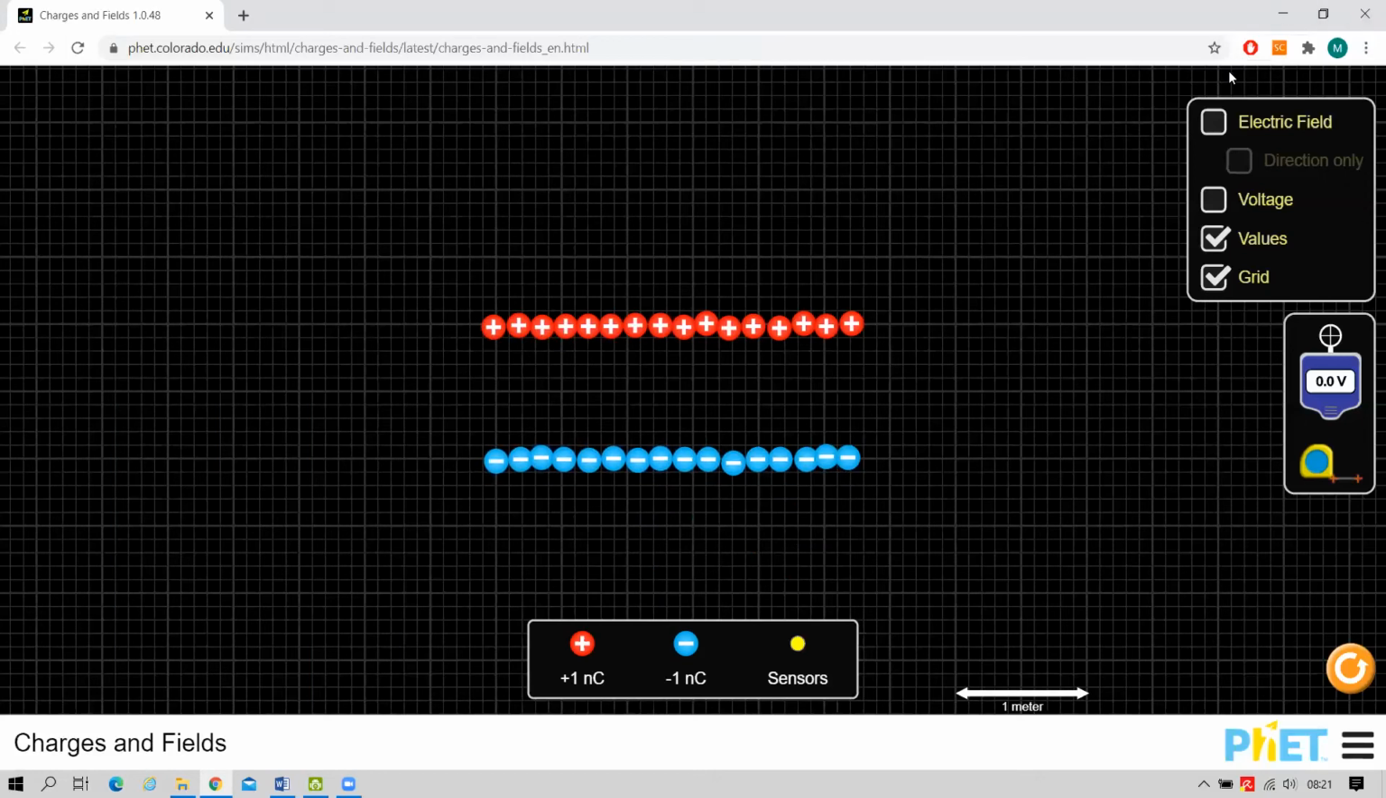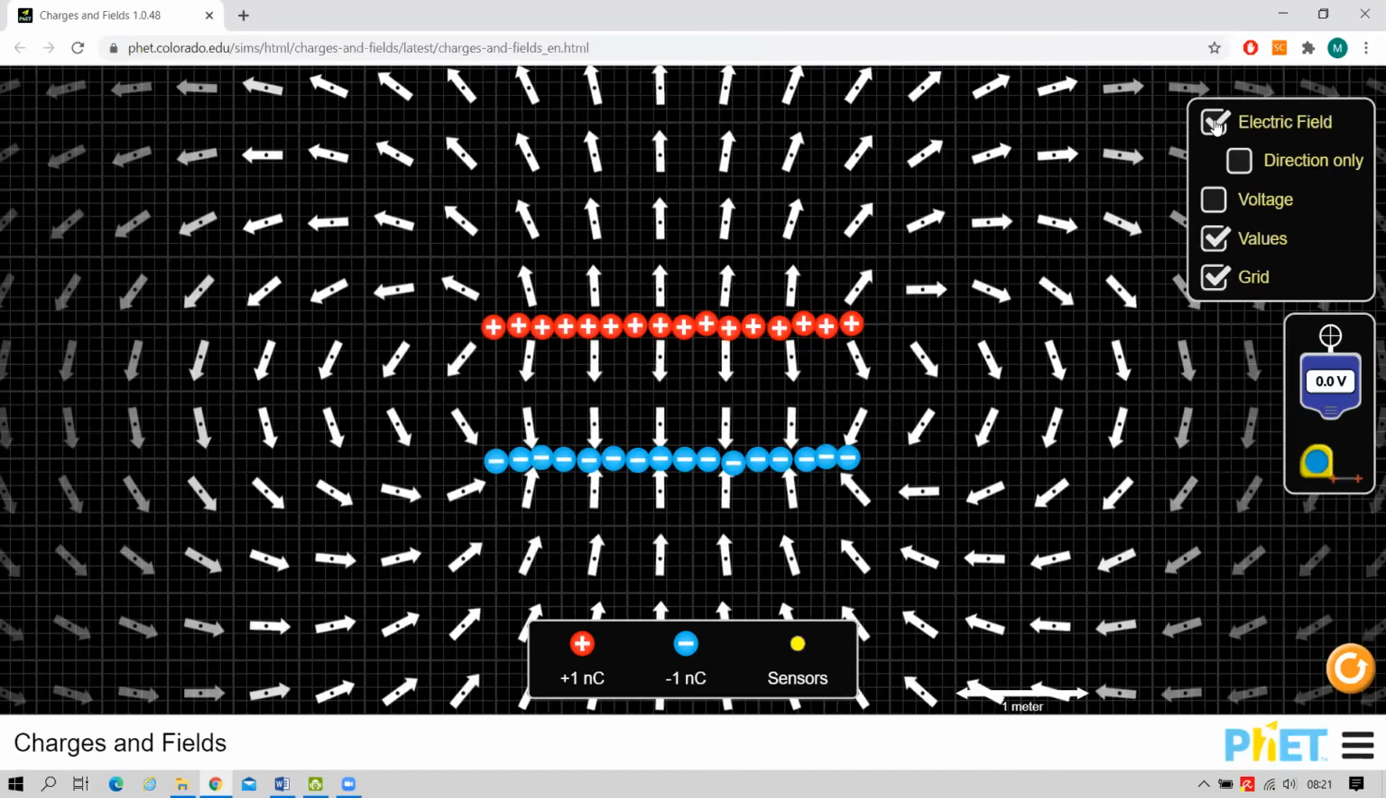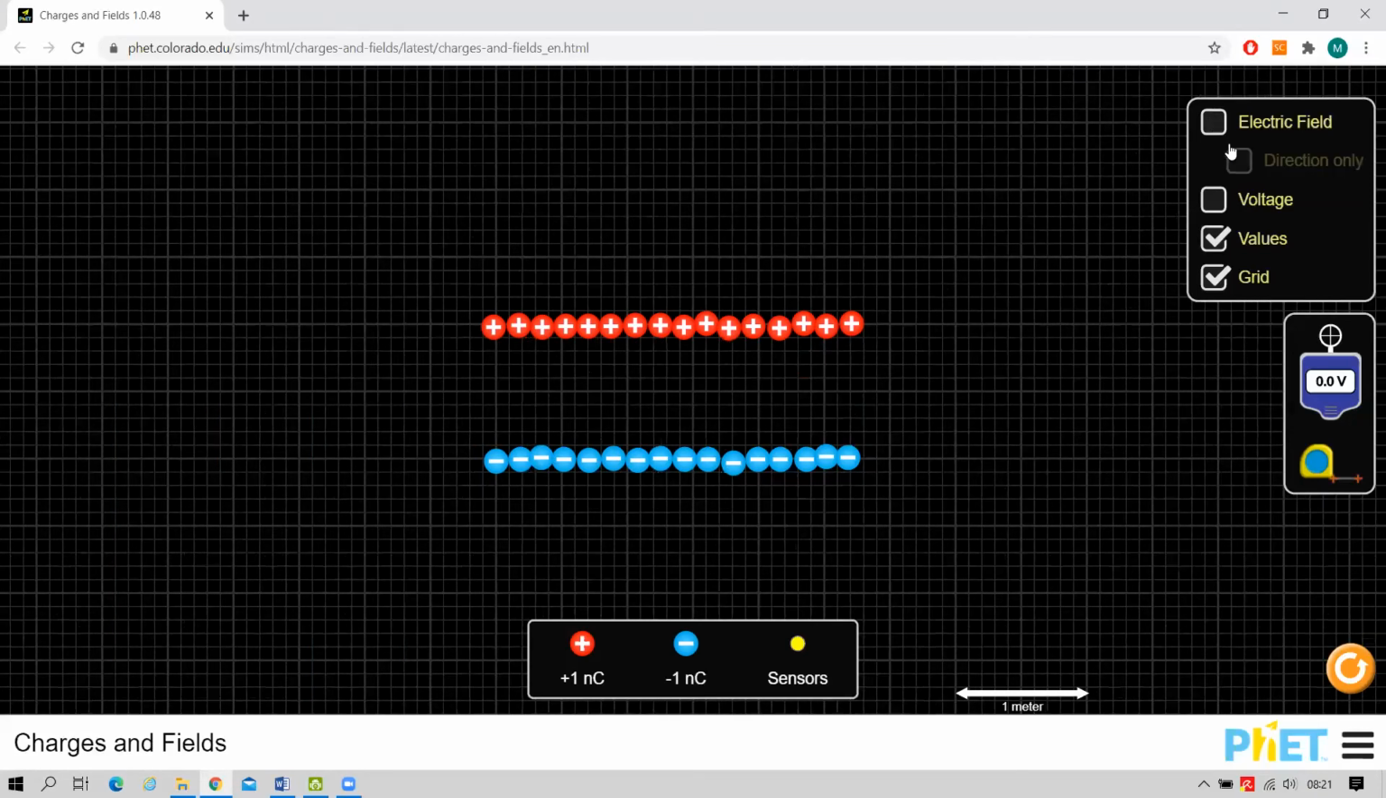So let me turn on the electric field. You'll see electric field lines as you put these charges on the line. Somehow these charges will create a uniform electric field. It seems that somewhere over here, the electric field lines are always pointing down. You have to make your lines long. Well, let's cut the electric field and put sensors at the interior region.